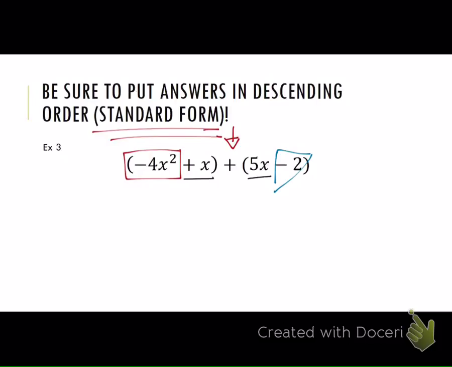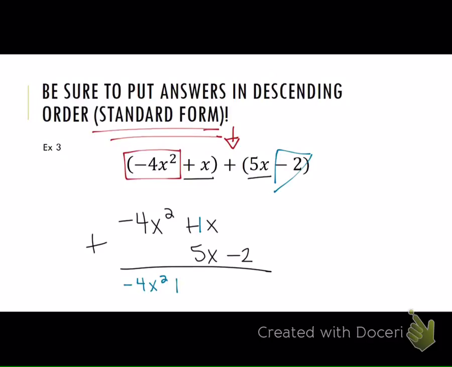Okay, so we are going to line those up. So I have negative 4x squared plus x. Where does 5x line up with? Under the x. Where does negative 2 go underneath this one? No, it doesn't have something to line up with, so it's just on the end here. Now we can add these together. Negative 4x squared plus nothing is still negative 4x squared. There's a 1 in front of this x, so 1x plus 5x is 6x. And then we just drop down the negative 2. Is that in standard form?